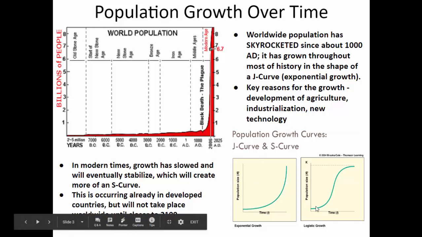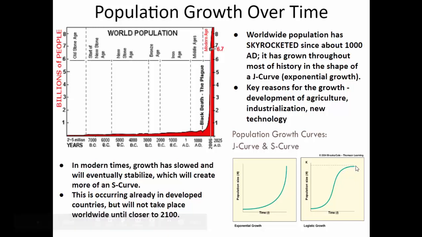And it's going to create more of this. It's called an S-curve. Can you see why it's called an S-curve, right? Because of the S shape there. So it starts as a J, but as time goes on, this line starts to stabilize, and eventually it's going to flatline where we're not growing anymore, and maybe even start to come down again.